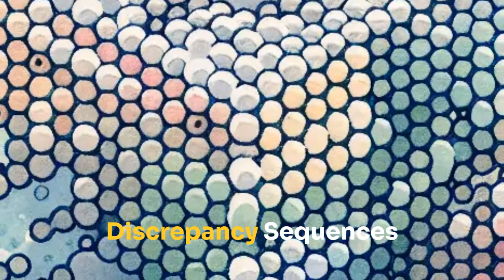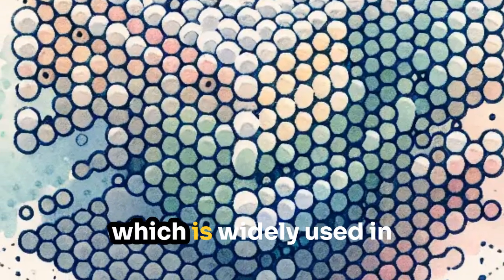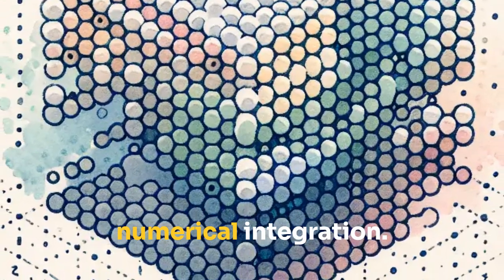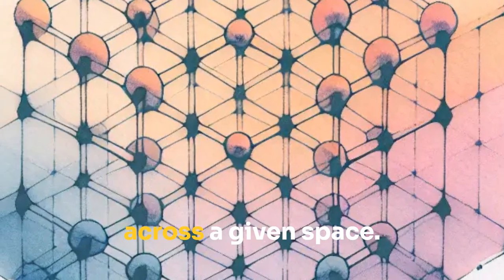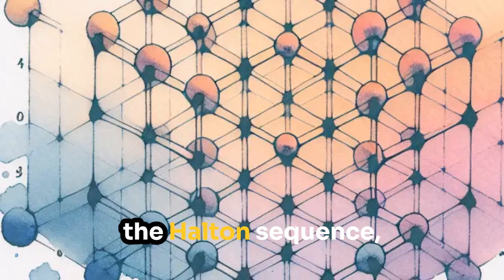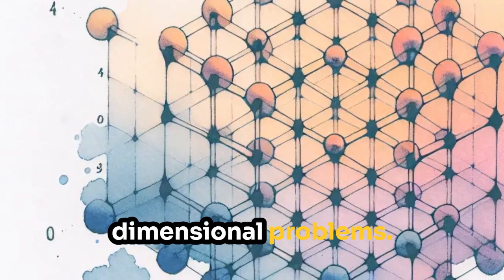Examples of low discrepancy sequences. One common sequence is the Sobol sequence, which is widely used in scientific computing and numerical integration. It ensures that points are spread out evenly across a given space. Another example is the Halton sequence, which is particularly useful in lower dimensional problems.